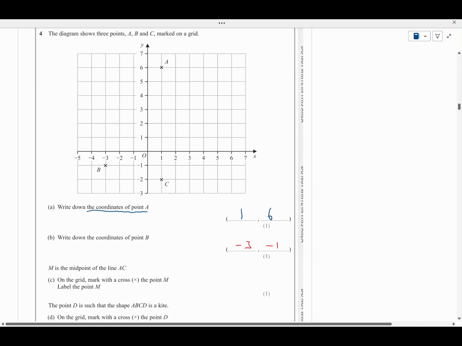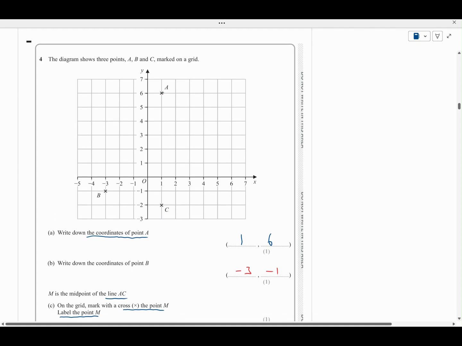M is the midpoint of AC. On the grid, mark with a cross the point M. Label the point M. Let's first of all draw the line from A to C. Now let's find the middle of that line. The line is 8 squares long, so the midpoint is going to be here, 4 squares along. So I've marked it with a cross, and I need to label it M.